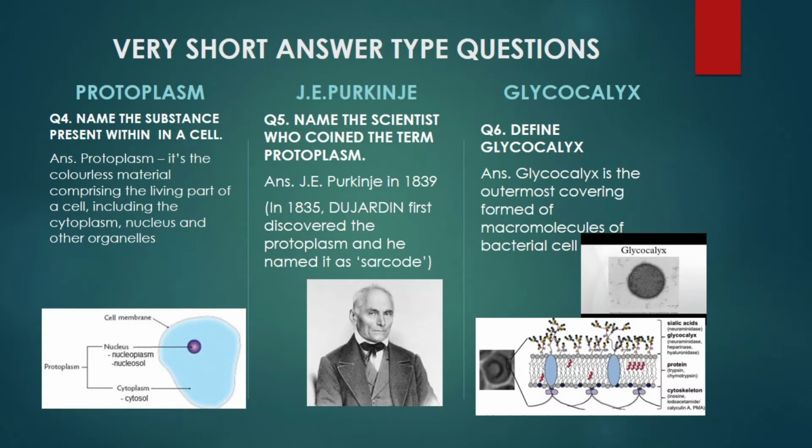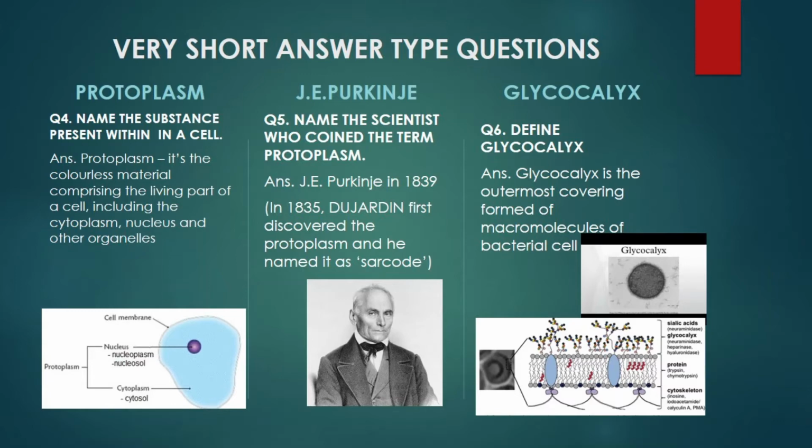Purkinje in 1839. He was the person who coined the term protoplasm. Before that, in 1835, Dujardin was the first to discover the protoplasm, and he named it by another name. He was the first one who discovered this protoplasm. Later, J. Purkinje gave it a defined term, that is protoplasm.